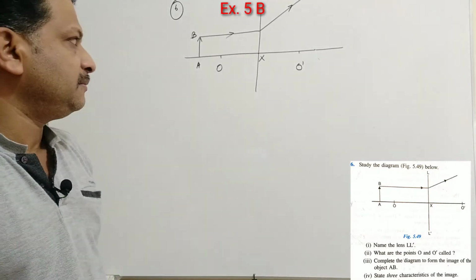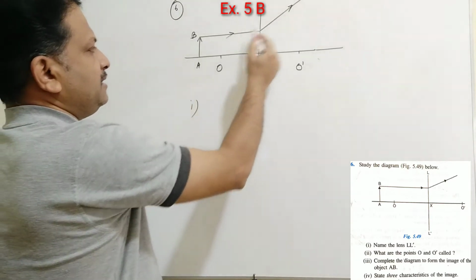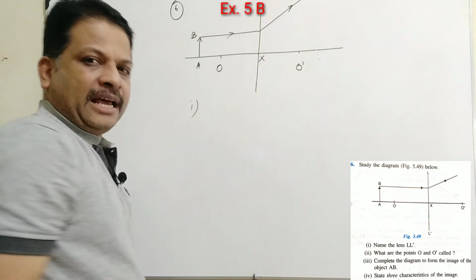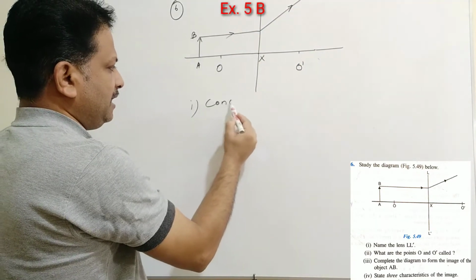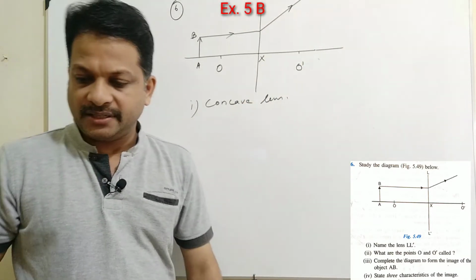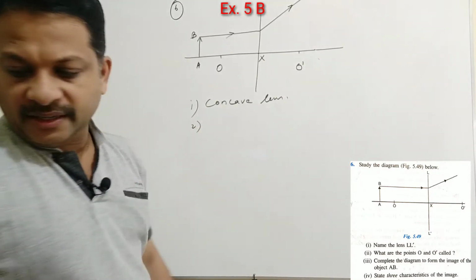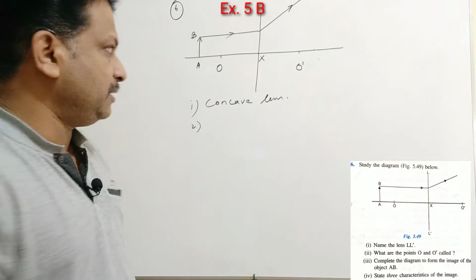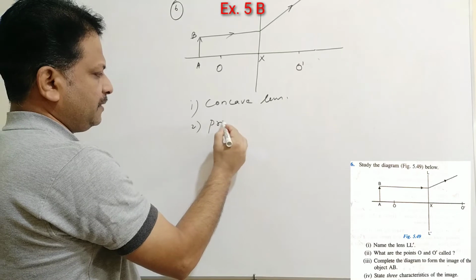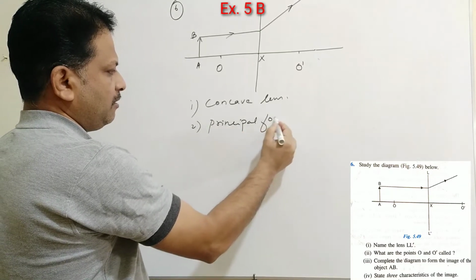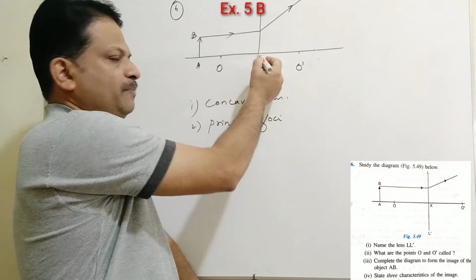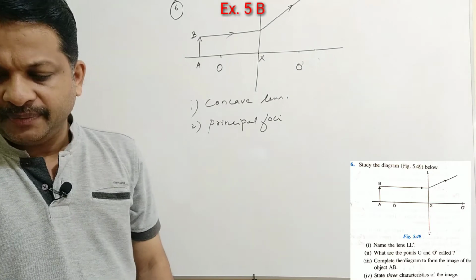So name the lens. Looking at this diagram, you can see the light ray is diverging. So which lens has got diverging action? Concave lens. Definitely concave lens has got diverging action on light rays. Clear? Second part of the question. What are the points O and O dash called? Very simply you can answer it. They are principal foci, on either side of the lens. O and O dash are equidistant from the optical center X. Clear?